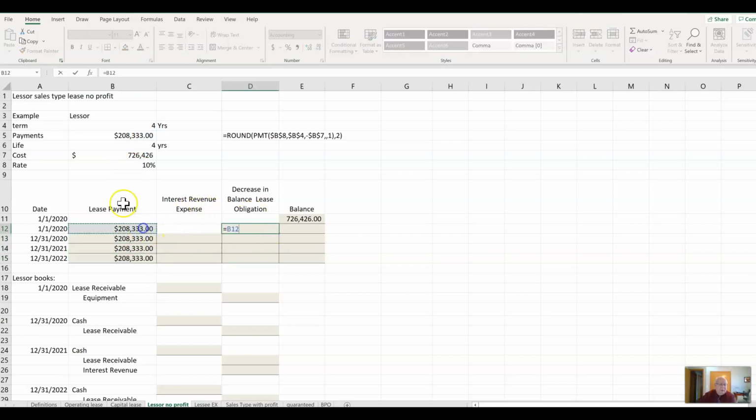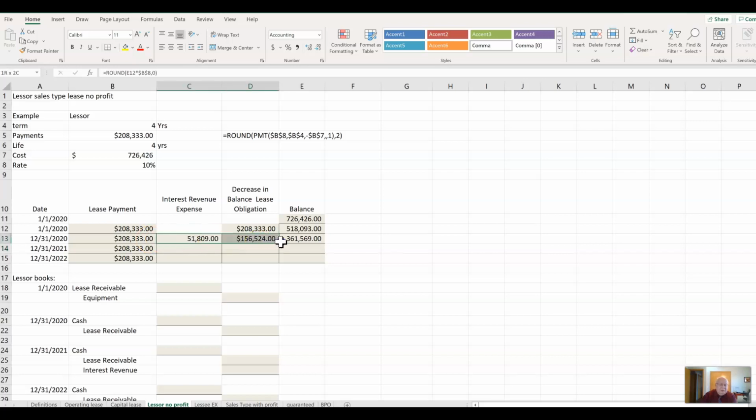And this one is this minus the interest revenue, which we don't have any. And then we take the 726 minus the 208. Again, I'm quickly going through the chart here. Equal, round. We take the 518 times the 10%, absolute value that, comma 0 because we don't want any decimals. Okay. And then we take the 208,333 minus the 518. Okay. And then we'll see what our balance is with 518 minus the 156.